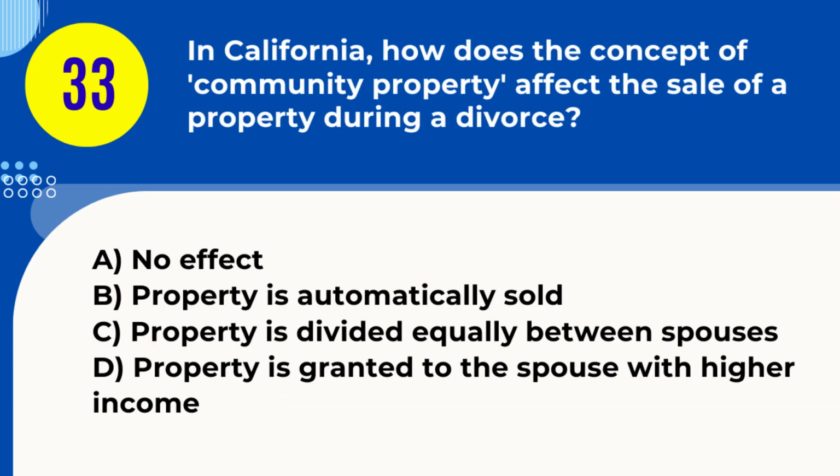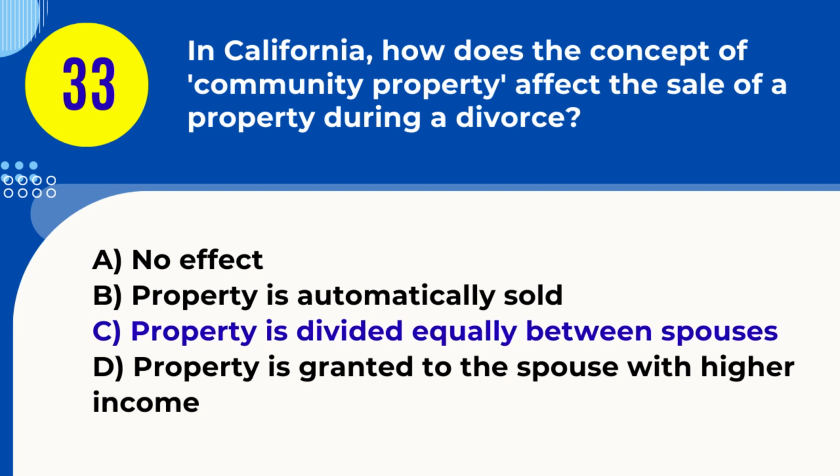Question 33. In California, how does the concept of community property affect the sale of a property during a divorce? A. No effect. B. Property is automatically sold. C. Property is divided equally between spouses. D. Property is granted to the spouse with higher income.